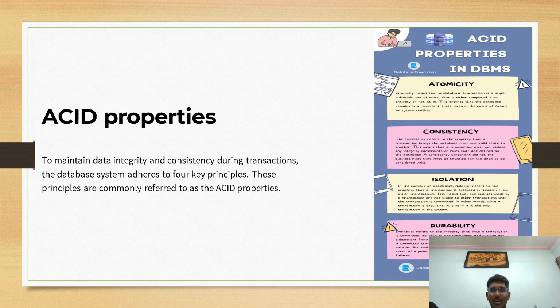Isolation means multiple transactions can take place at the same time without interfering with the other transactions. D means durability. Durability means once the transaction is completed, the changes are permanently stored in the database. These changes are stored permanently with the help of the commit command.